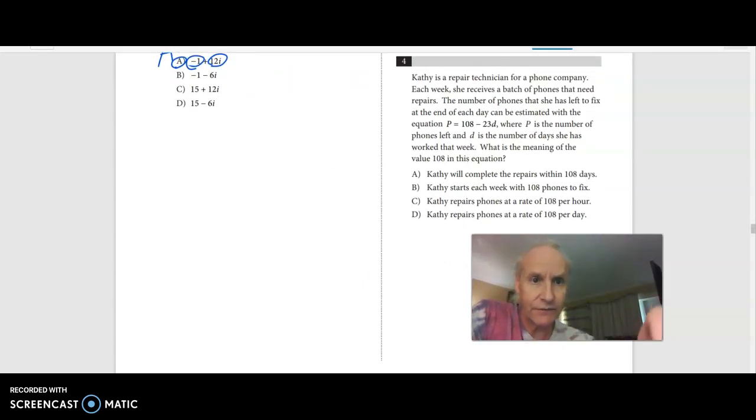Kathy is a repair technician for a phone company. Each week, she receives a batch of phones that need to be repaired. The number of phones she has left to fix is 108 minus 23d. The negative 23 is the slope, and the 108 is her starting point. And so she starts with 108 phones to fix. That's y equals mx plus b, where they kind of changed positions because there's a negative value in there. So there you have it.